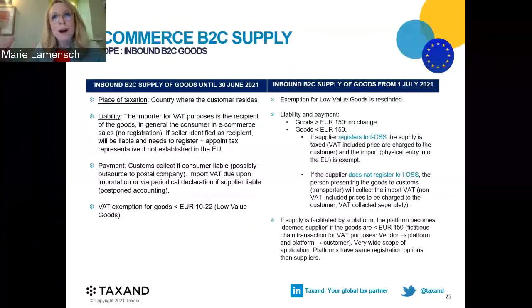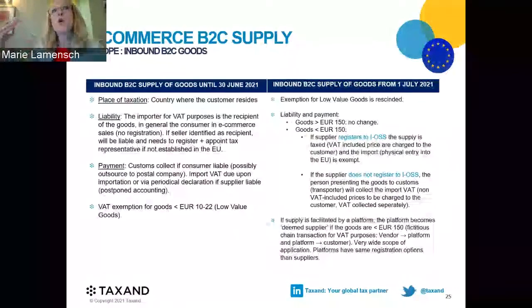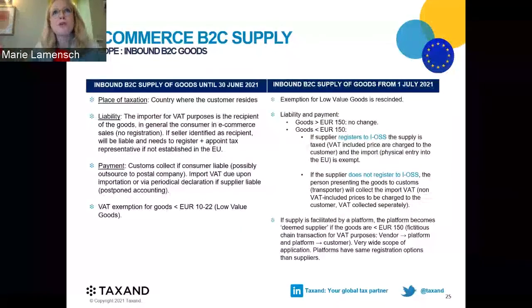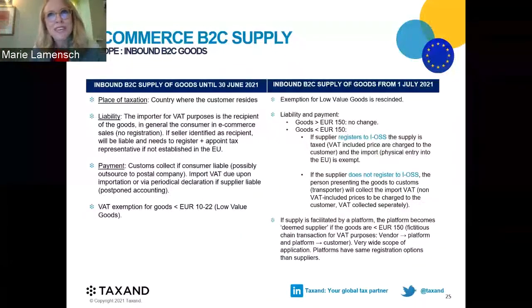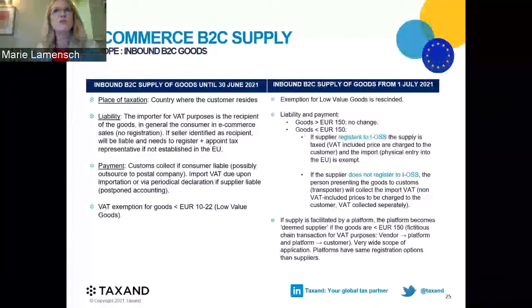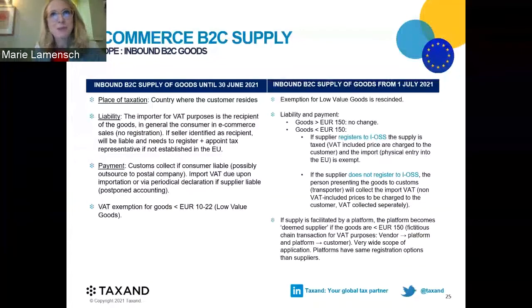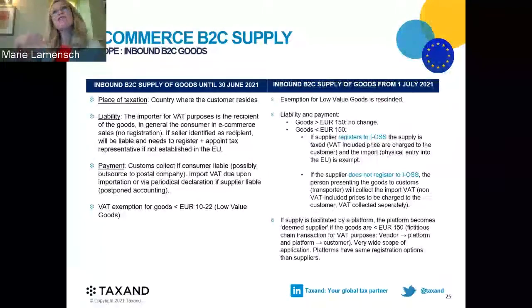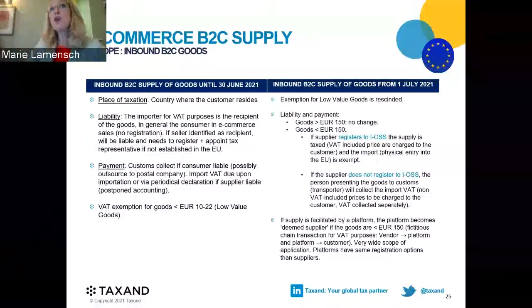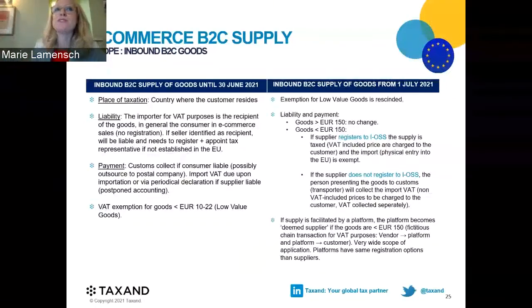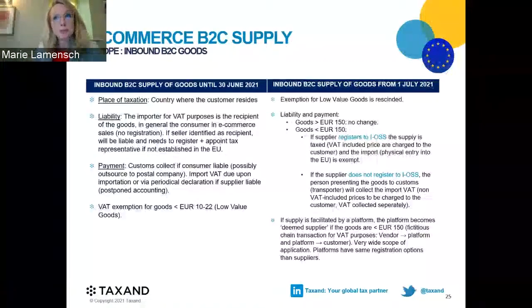You register in one member state, you declare all the VAT due on your imports to final consumers in the EU through that single point of registration, and then the redistribution is organized by the member state of identification. So that is a first possibility. If you don't want to register to the IOSS, then it will be the transporter who will directly collect the VAT from the consumer.